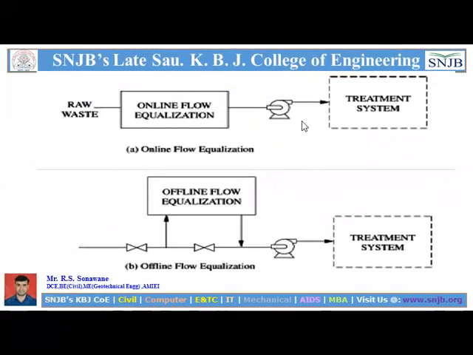Then we can see here the raw wastewater. This is the online equalization system, which goes through the inside, then the treatment system, and the offline or outline equalization system. It lies outside of the particular tank or system. You can see this is the outside, and the flow goes in this direction directly to the treatment plant, so it is not more effective than this one. This is the online or inline equalization system. It is always better than this outline system.